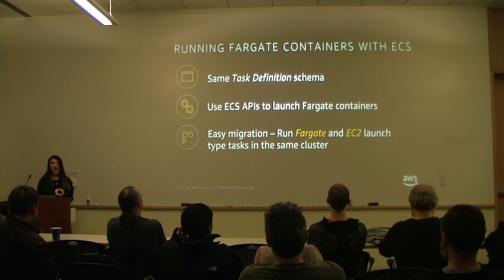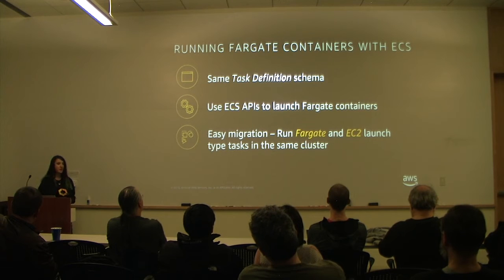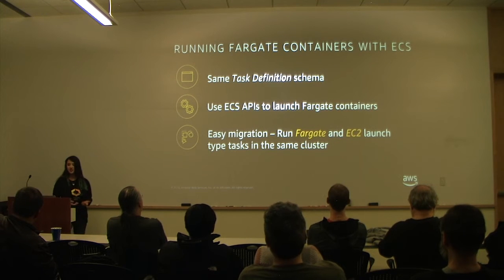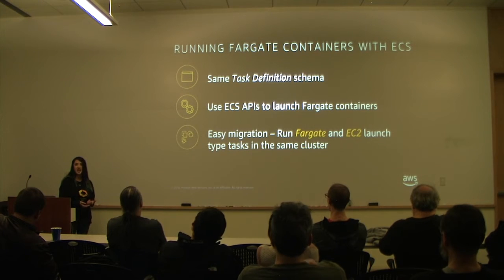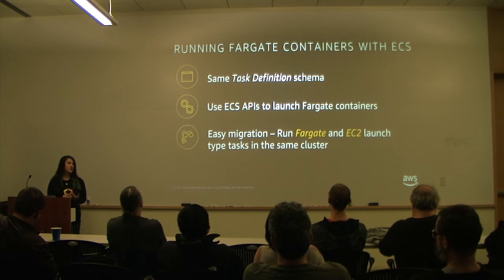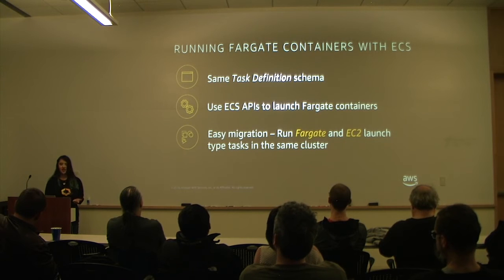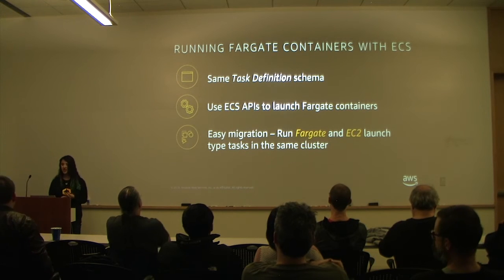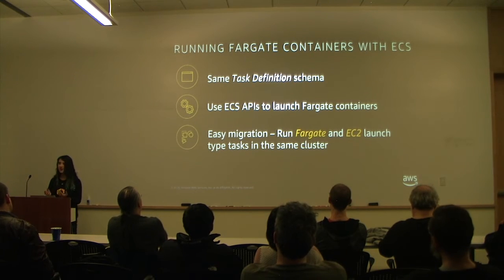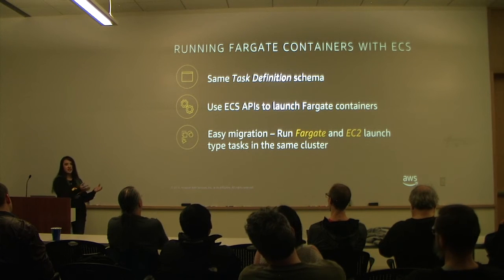So for the people who have used ECS before, it's the same task definition schema that you were used to writing before. There are just some new parameters that you can add to it. You are still using the same ECS APIs to launch your Fargate containers. So you're just using the same constructs that you had before, which helps make it easier to migrate between Fargate and EC2.